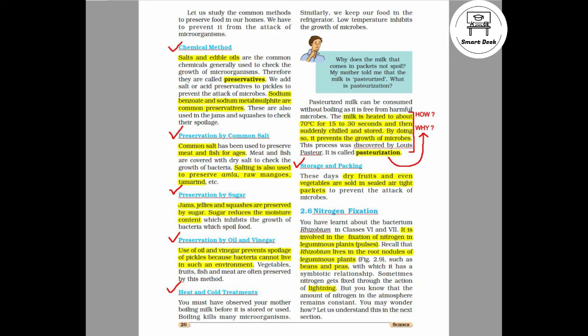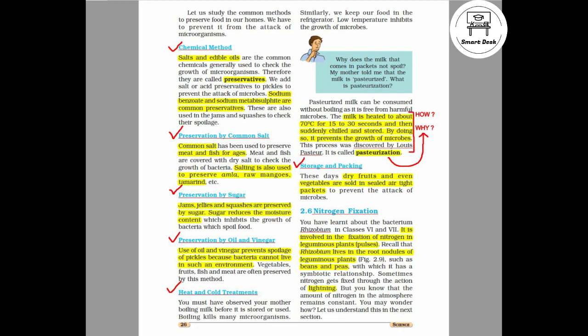Next is preservation by oil and vinegar. Similarly, we can also add oil or vinegar to prevent spoilage. Pickles are a good example over here.